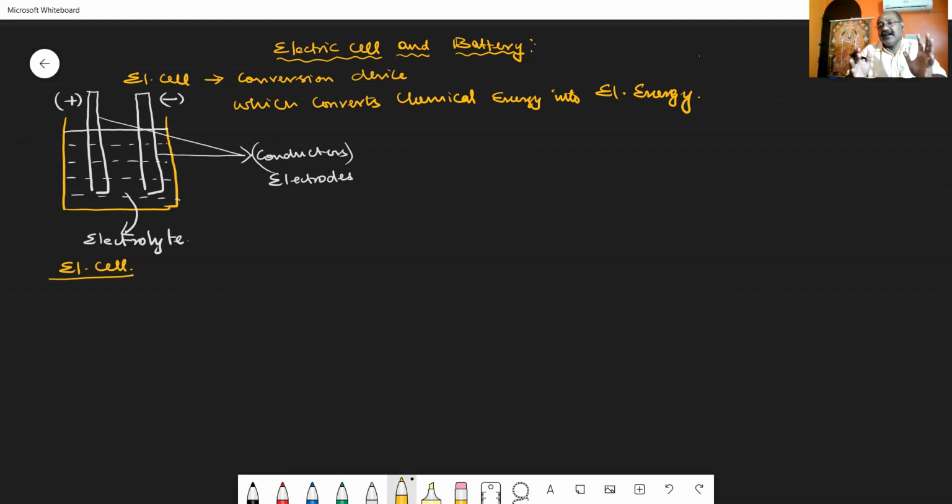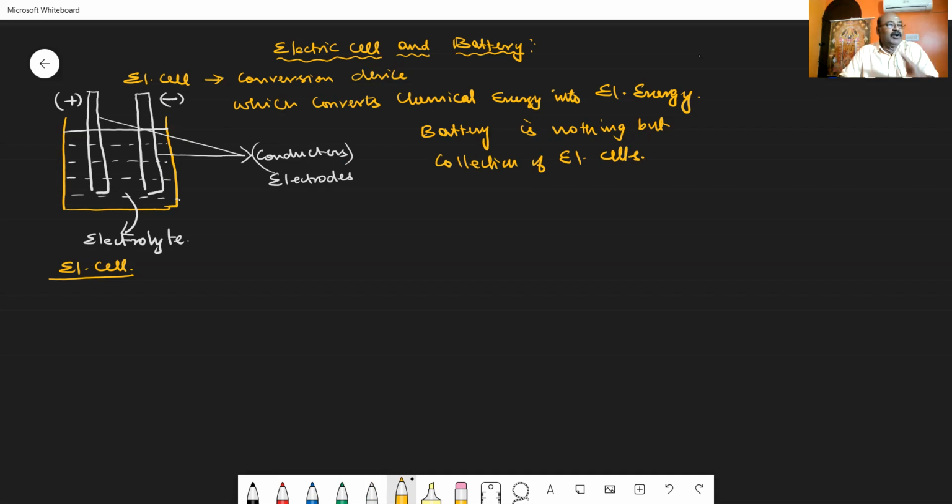If you are connecting many cells, then the collection of cells is called a battery. So what do you mean by battery? Battery is nothing but a collection of electric cells.